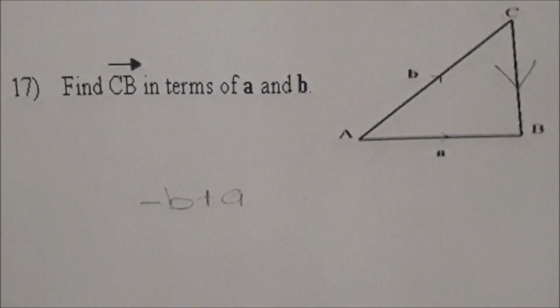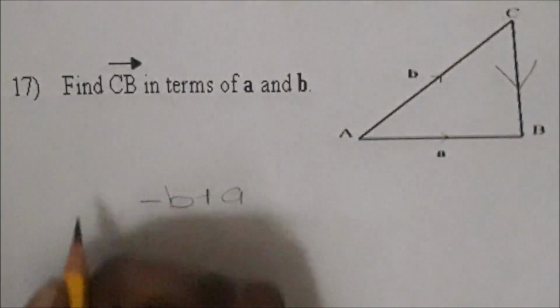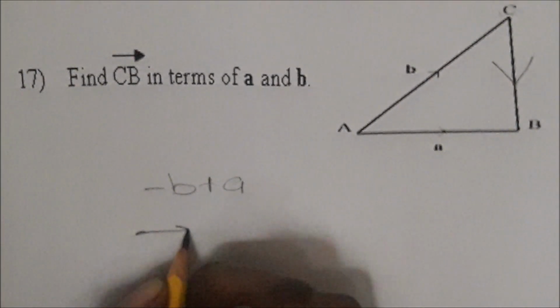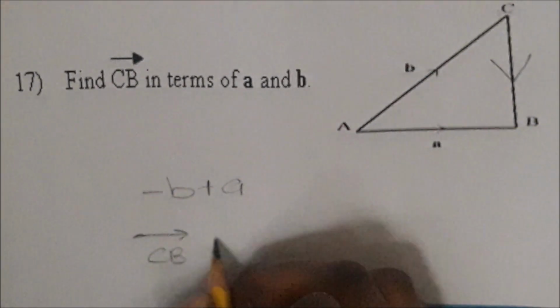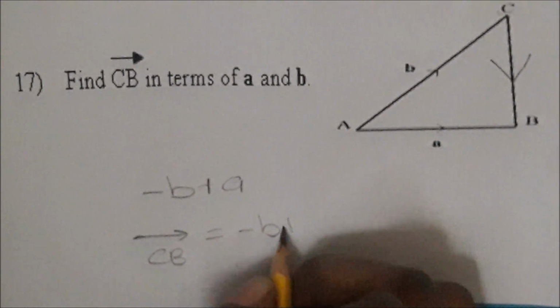All right, so put vector CB to the front of it. Vector CB is equal to negative B plus A. There's another way to write it.